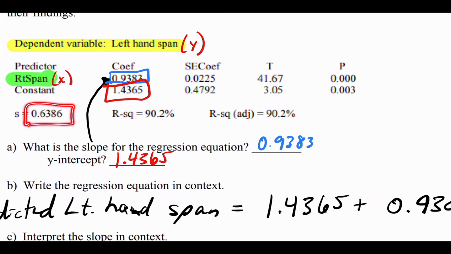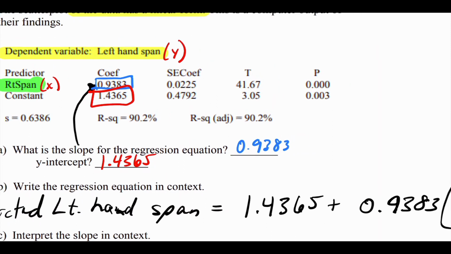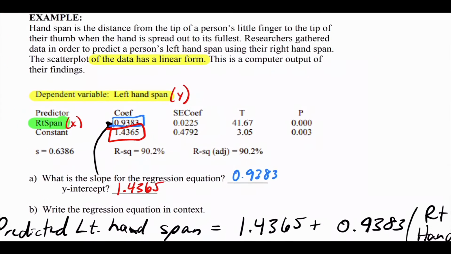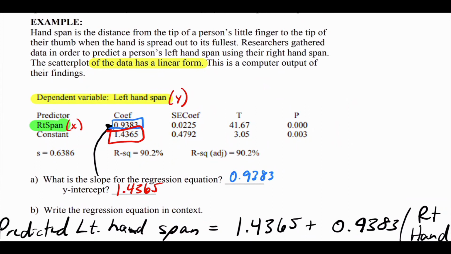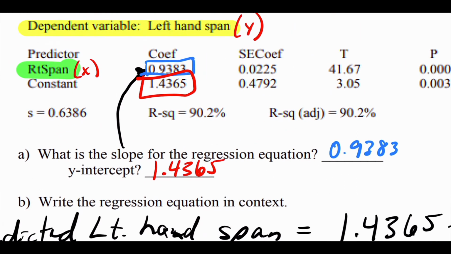So on average, it's 0.6386 for each of those dots, however many dots there are. It doesn't tell us how many people they asked, but on average, each of those people, probably in inches, is within 0.6386 inches of the predicted line.